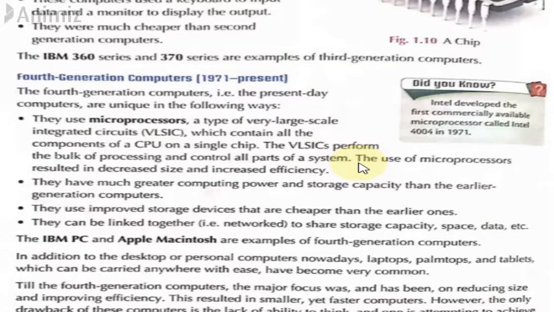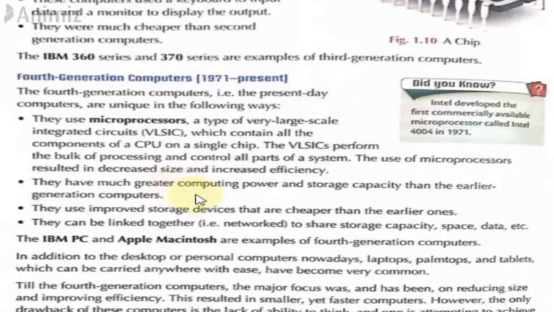Every program that is running in the computer, all the memory, all the tasks being performed, the computations, the calculations, the programs that are running, everything is done through the microprocessor. The use of microprocessors resulted in decreased size and increased efficiency. When we started using microprocessors, the efficiency increased and the size decreased. They have much greater computing power and storage capacity than the earlier generation computers.